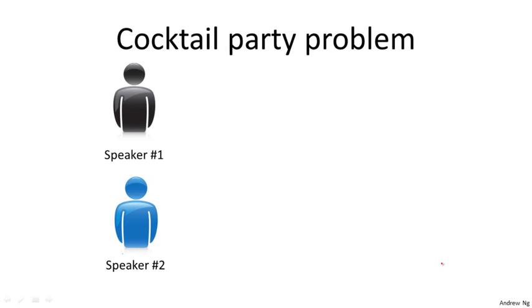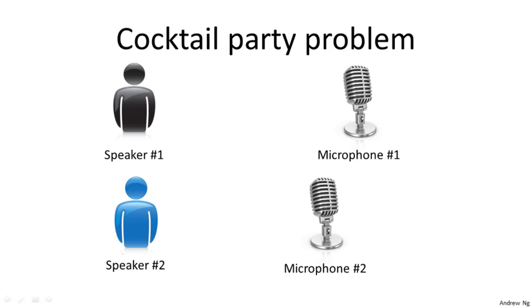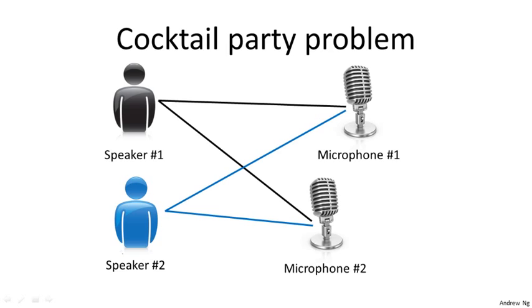So maybe you have a cocktail party with two people talking at the same time, a somewhat small cocktail party. And we're going to put 2 microphones in the room. Because these microphones are at 2 different distances from the speakers, each microphone records a different combination of these 2 speakers' voices. Maybe speaker 1 is a little louder in microphone 1, and speaker 2 is a little bit louder in microphone 2, because the 2 microphones are at different positions relative to the 2 speakers. But each microphone records an overlapping combination of both speakers' voices.